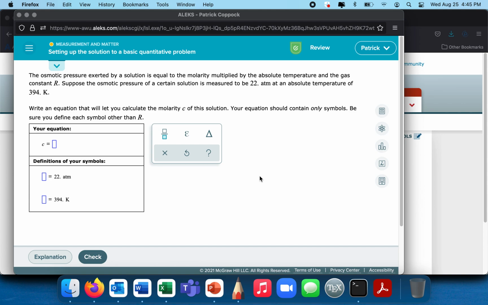This is a request from a student to do an example of setting up the solution to a basic quantitative problem. So I've pulled it out here on my screen, and what I've done is I've snapshotted this and put it over on my whiteboard. So let me sneak over there to my whiteboard, then we'll come back to this screen and fill in the answers, okay?